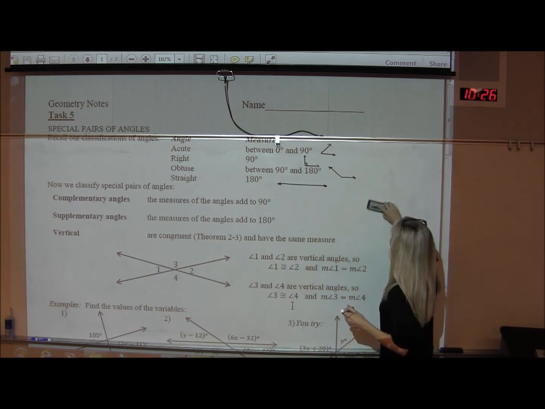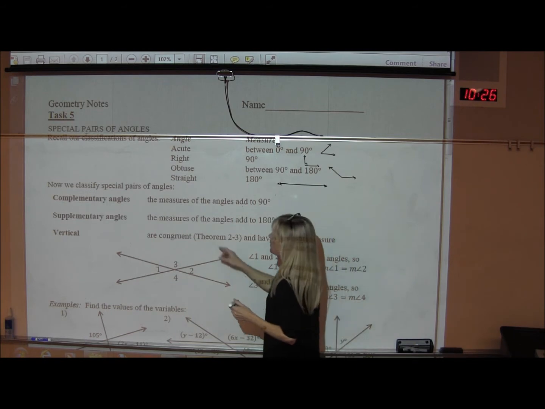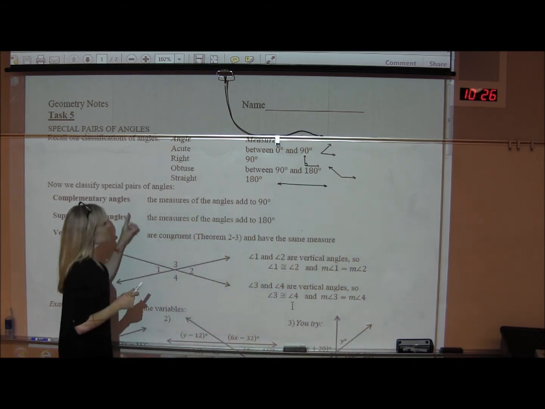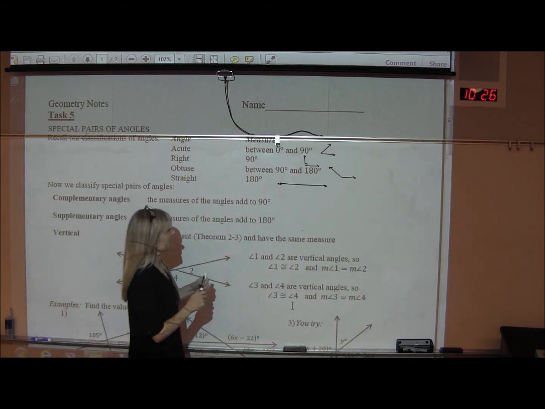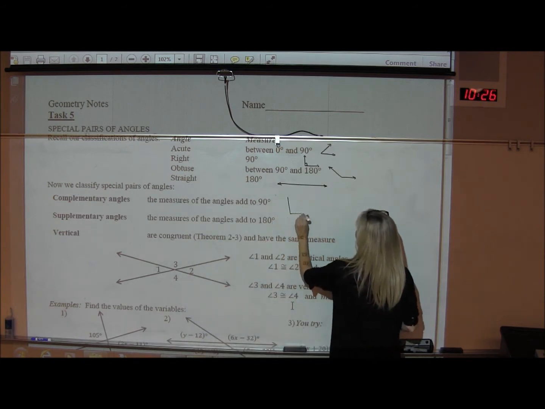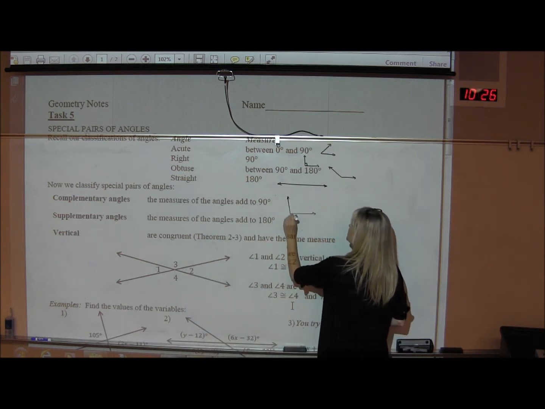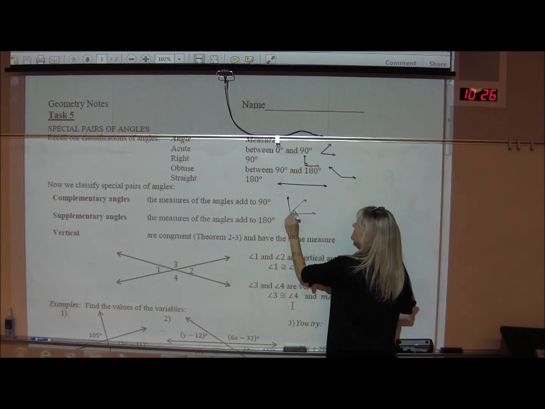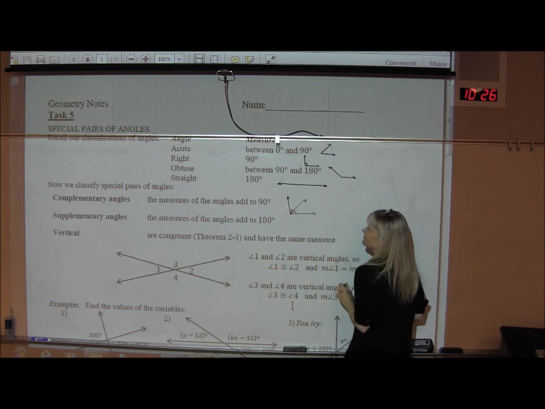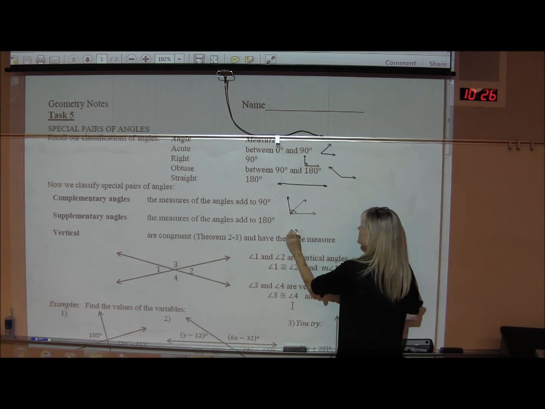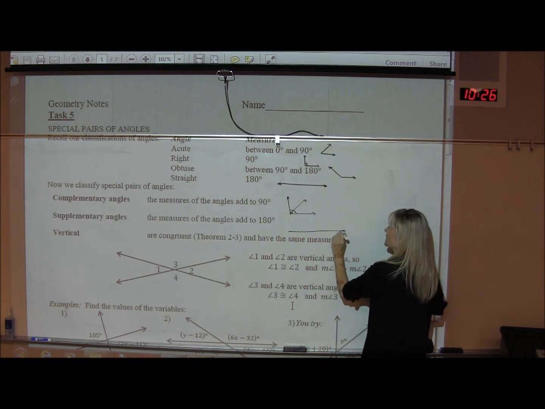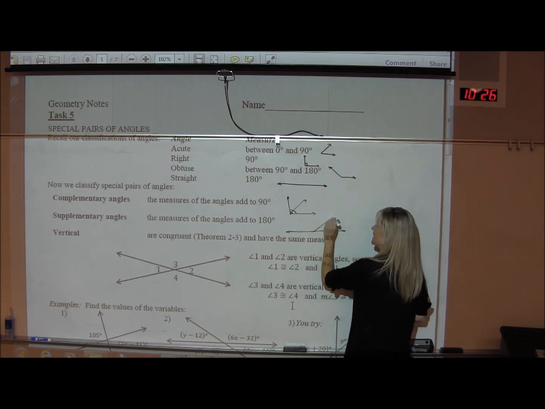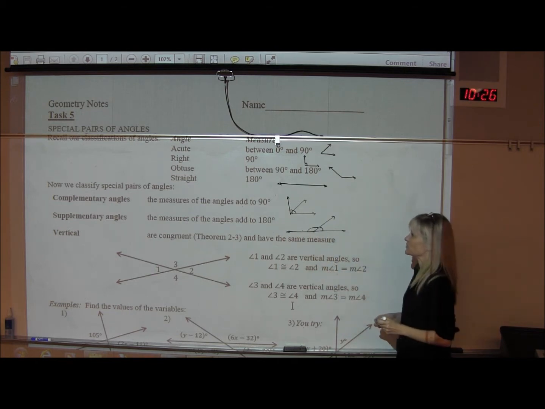All right, now, pairs of angles. Pairs of angles are complementary if their measures add up to 90 degrees. So if I have a right angle, and I have two adjacent angles, these add up to 90, these are complementary. Supplementary angles add to 180. So if you have a straight line, this angle plus this angle, the measures add to 180.